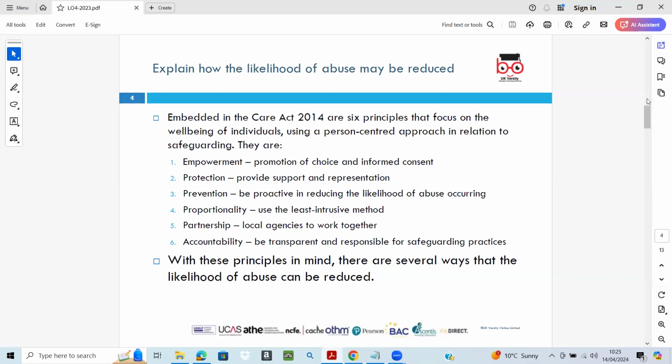These principles not only provide a framework but also actions that, when properly implemented, significantly reduce the risk of abuse. So these are some of the important points regarding the CARE Act 2014 and the six principles in the CARE Act 2014. So we'll move to the next slide.